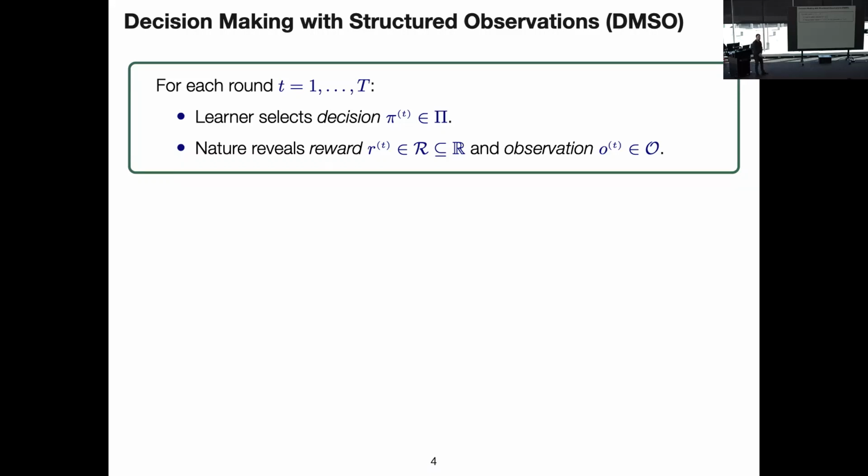The way this is going to proceed is we'll play for capital T rounds, where at each round, little t, we're first going to select a decision pi t in this set big Pi. So big Pi is our decision space. Based on this decision, we'll receive some reward, and we'll also receive some kind of auxiliary observation or signal. Our goal will be to maximize the reward as we go, using the data we collect.